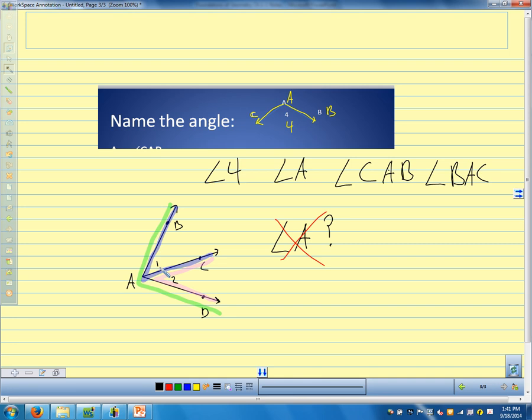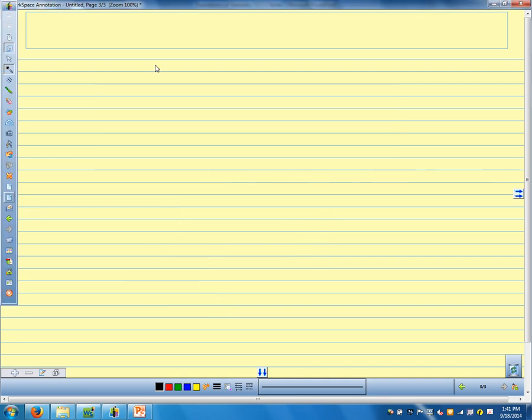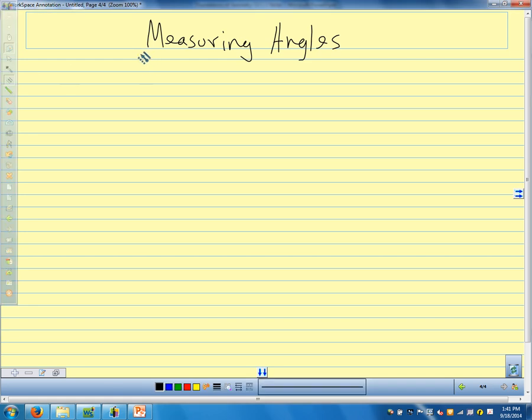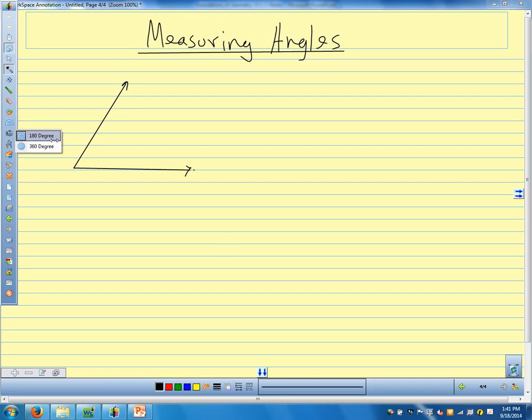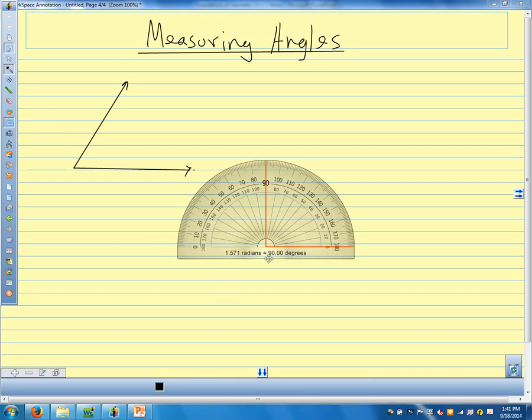Okay. Let's talk about how we measure angles. So our protractor is how we measure angles. Our protractor is like a curved ruler. So what you want to do with your protractor, I just want to demonstrate a few. So here's my angle. You can just draw one on your paper. So I'm going to grab my protractor. Here's my protractor.